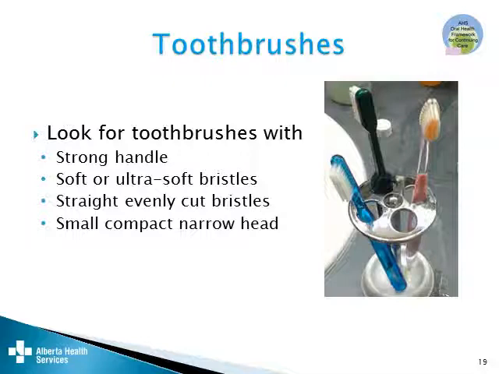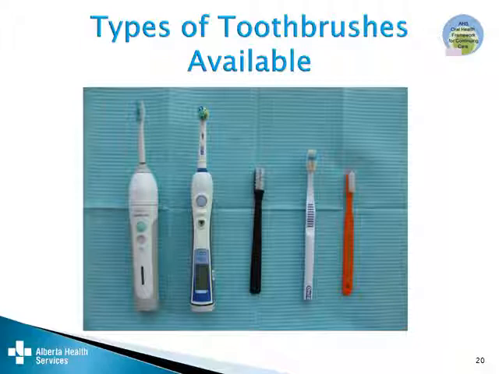Types of toothbrushes available from left to right. The electric toothbrush with a head that screws on and off. An electric toothbrush with a head that pulls off easily. The Collis curved toothbrush. It has three rows of bristles to clean the inside, top, and outside surfaces of the teeth at the same time. A soft, flat, narrow-headed, and a longer-handled toothbrush. And the last one on the right, a soft, flat, bristled, narrow-head, and shorter-handled toothbrush.